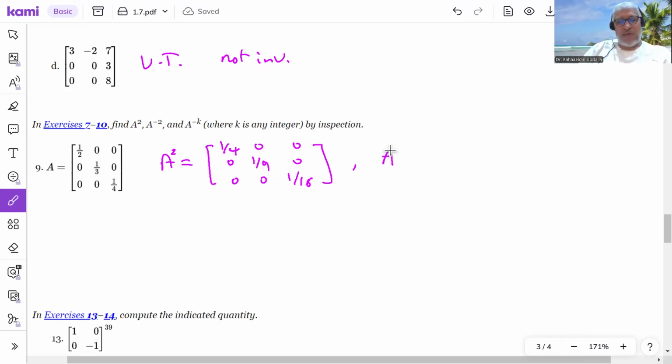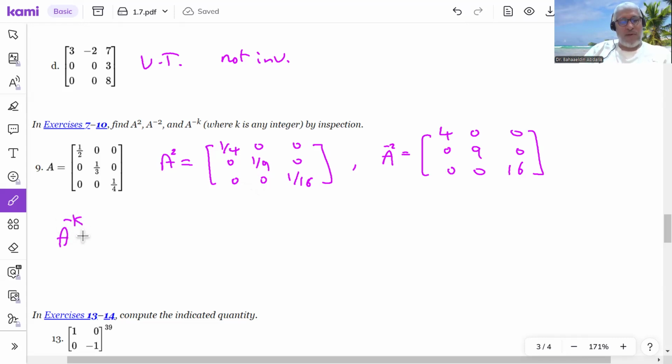A to the power negative 2 would be half to the power negative 2. So it would be the inverse of A square. Okay, so it would be 4 here, 9 here, and 16 here. So it's just the inverse of this one. So the reciprocals of the entries on the main diagonal.